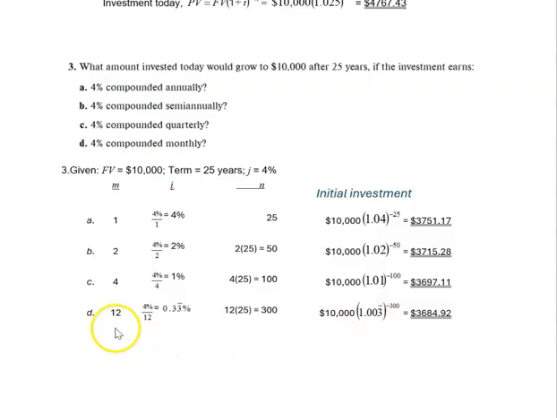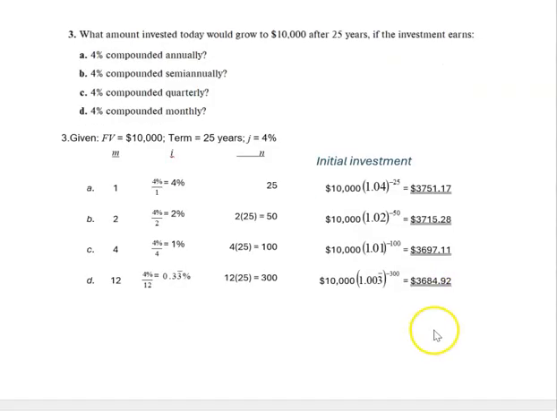And then for the fourth one, D, we have an N of 300 because it is being compounded monthly for 25 years. So therefore, the exponent is negative 300. So therefore, if we're going to invest it for 25 years, we want it to grow to $10,000, and it's going to be compounded monthly using a 4% interest being earned, then today we would have to invest $3,684.92.